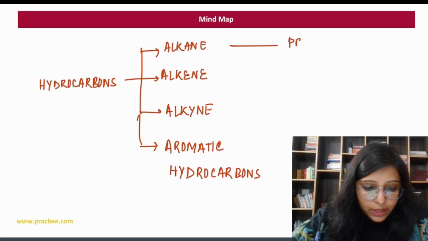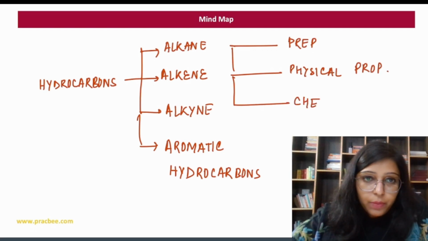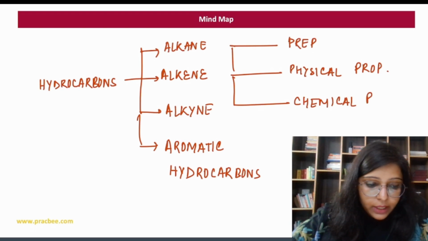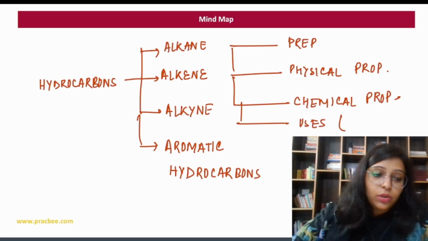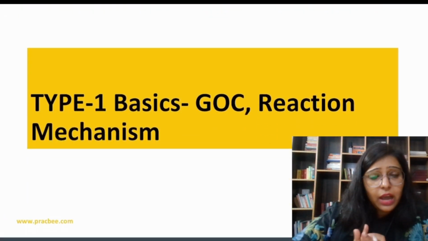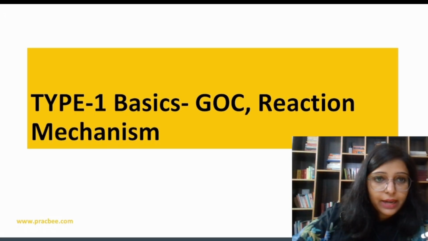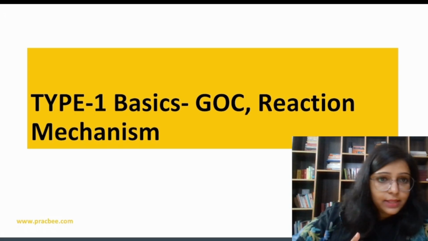four things. First, preparation. Second, physical properties. Then you have to study chemical properties. And last but not least, uses. And uses you have to study from NCERT. That's it. Okay, understood. Now I have divided this chapter of organic chemistry into basics questions. Then we have the questions on preparation.